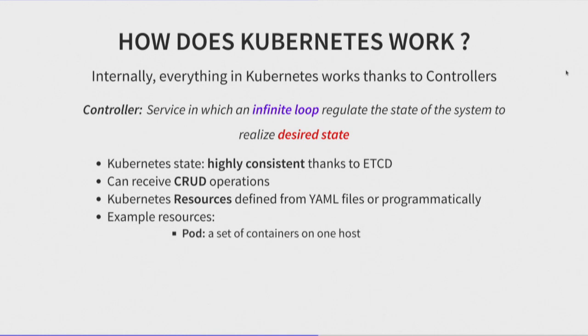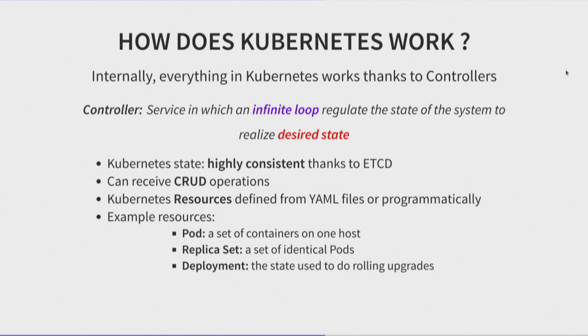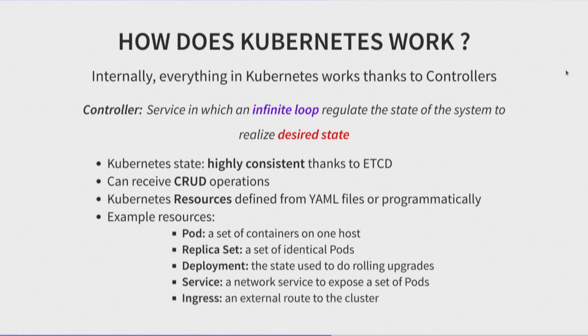And some examples of these resources are the pod, which is a set of containers scheduled on the same host. The replica set, a set of identical pods. Deployments, the state used to do rolling upgrades of replica sets. A service, which is a network service to expose a set of pods. And the ingress, which is a route from outside of your cluster into your cluster.